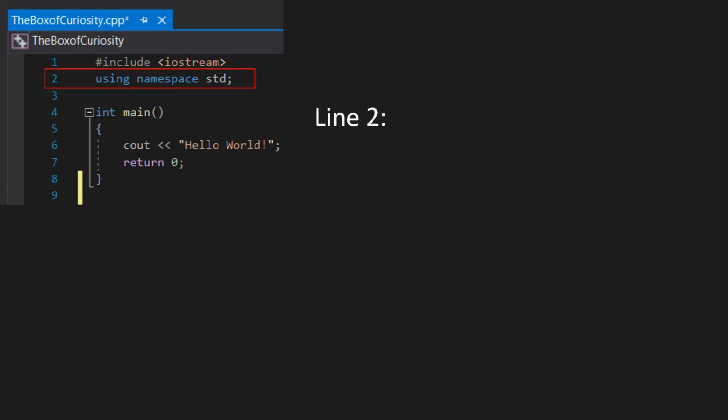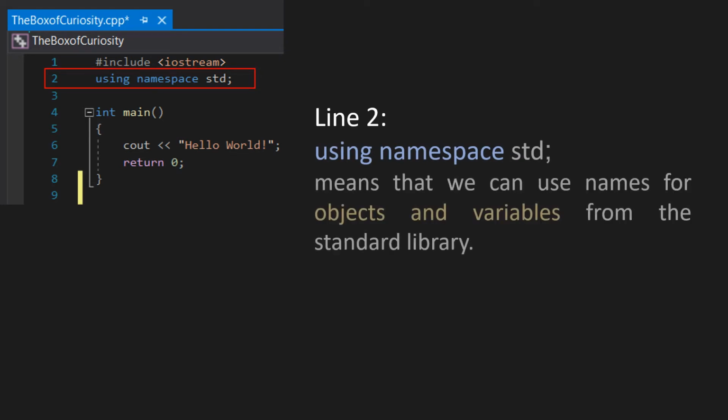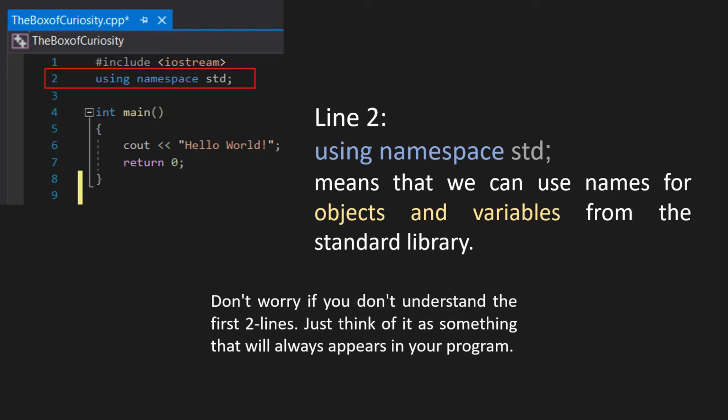Line 2. Using namespace std means that we can use names for objects and variables from the standard library. Don't worry if you don't understand the first 2 lines. Just think of it as something that will always appear in your programs.